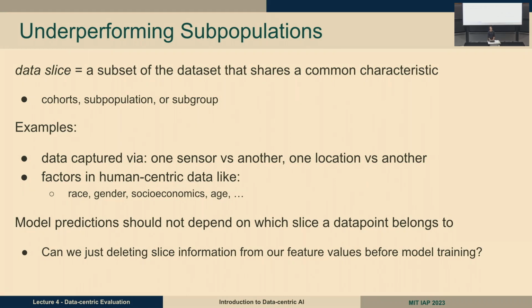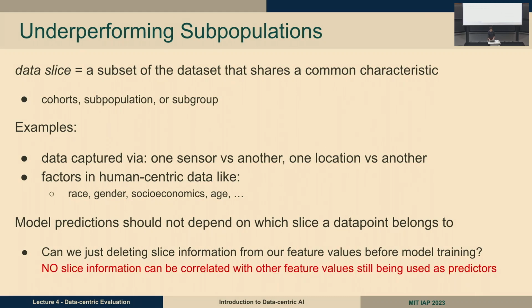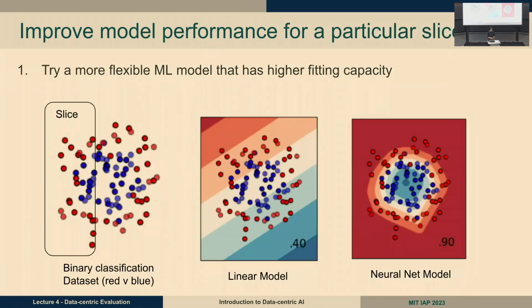learns things that might correlate strongly with the cohort or size. Mm-hmm. And then it would use that rather than the actual. Exactly, yep. So a lot of the other features that you leave over in the data set might be correlated with the slice information, and then your model's still going to depend on information from the slice, just not explicitly. And so it's actually better to keep it and analyze what's going on with the model over the different slices.